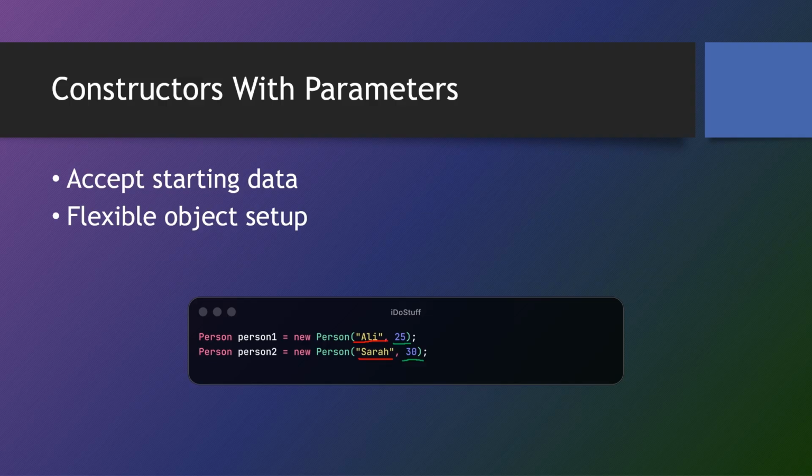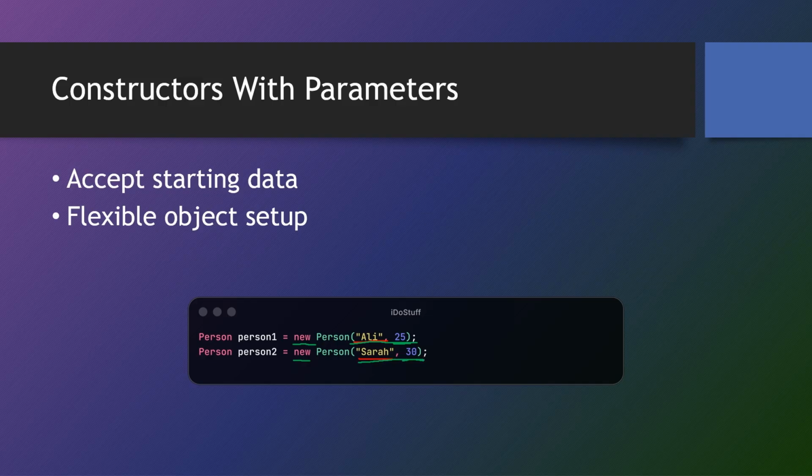Step by step, what happens when an object is created? When you use the new keyword, memory is allocated. The constructor runs. Fields are assigned values. The object becomes usable. This happens instantly and automatically. Understanding this flow helps you avoid many beginner mistakes.